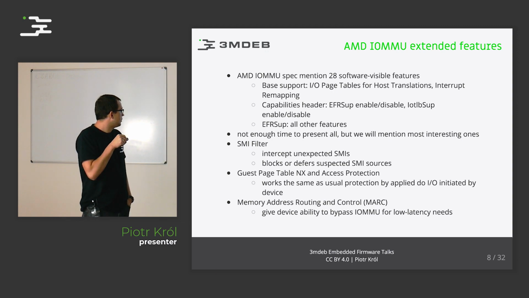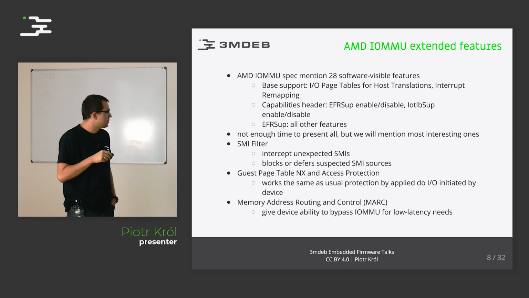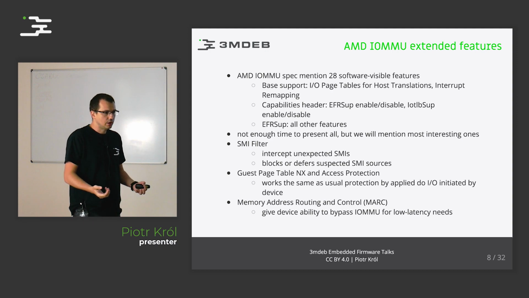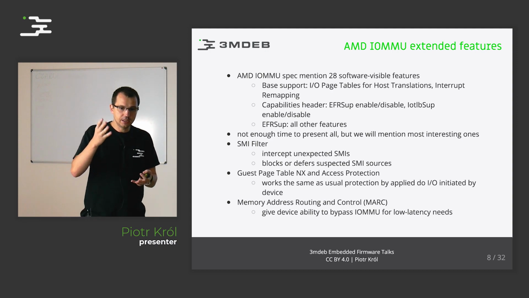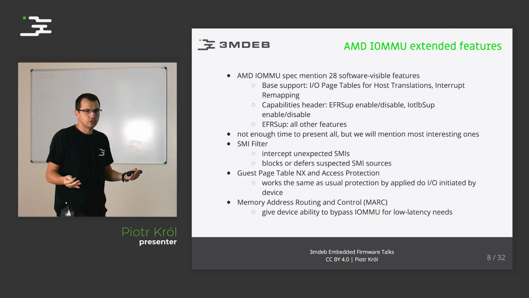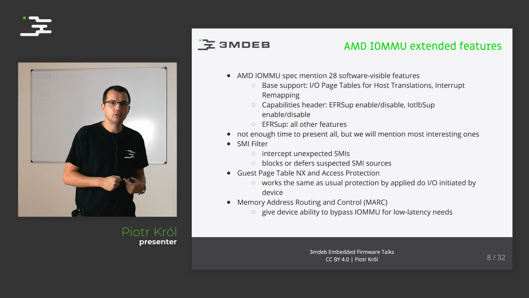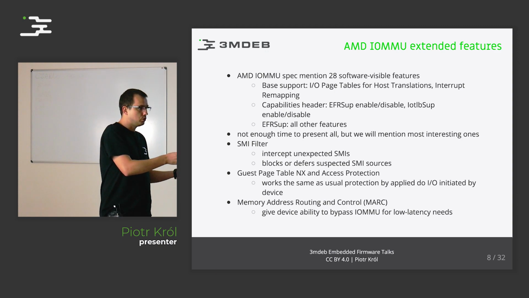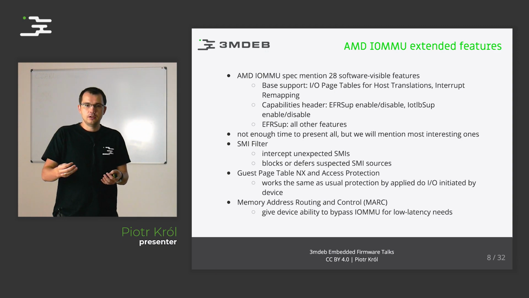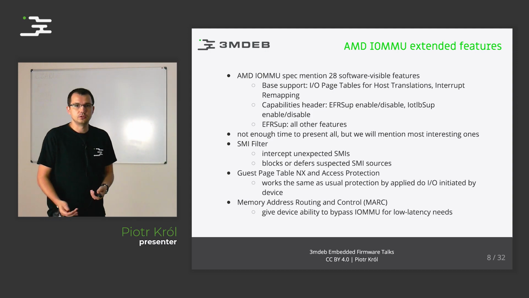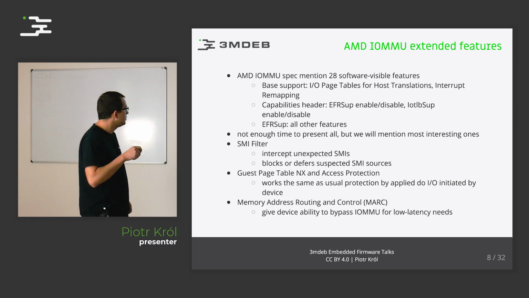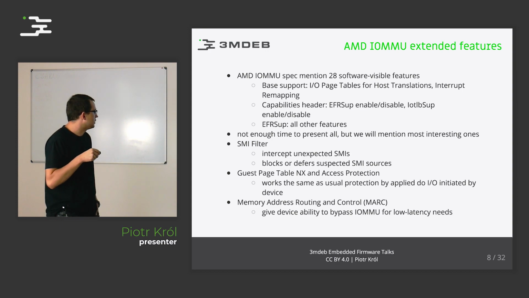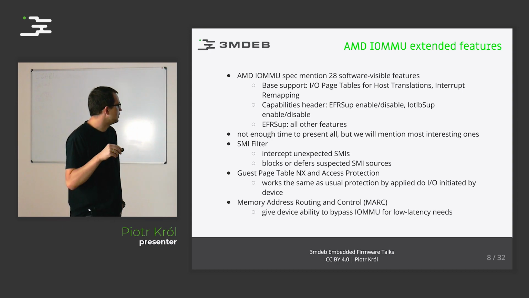Next we have something called guest page table, NX bit, and access protection. So this is like in a normal MMU. Pages have an NX bit, and the NX bit just says if this page contains executable code or not executable code, and if this page contains supervisor or kernel code, or some user code. So these are typical things which we have in an MMU. This is typical protection, and we can disable that for our guest operating system in a virtualization environment.